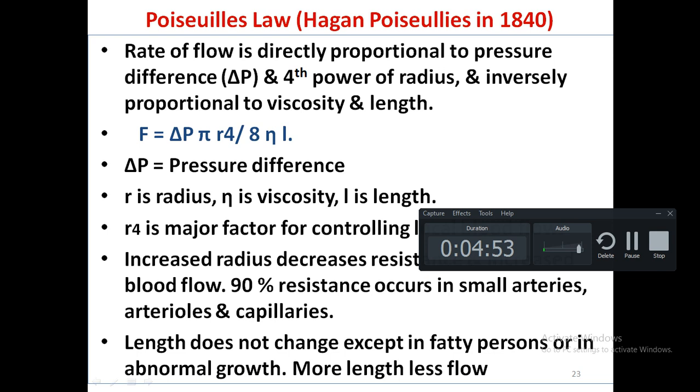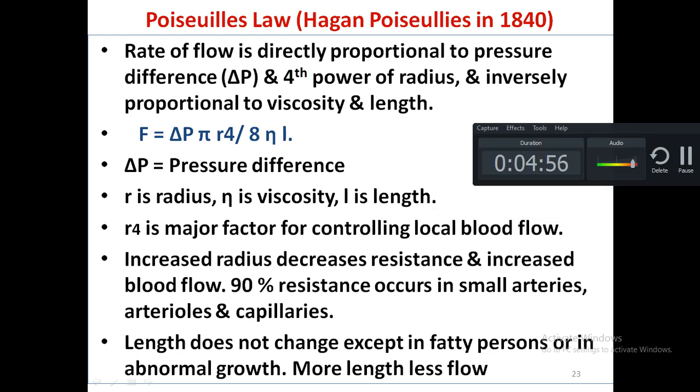Now R raised to the power 4 is the major factor that will determine the flow of blood to individual tissues, because tissues have certain mechanisms which are called local blood flow mechanisms. They are controlled by either the local release of local mediators, or they are also influenced by the autonomic nervous system, and this is the major factor by which the tissues will regulate their blood flow.